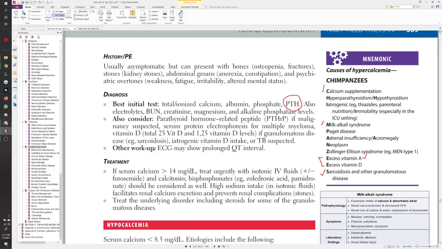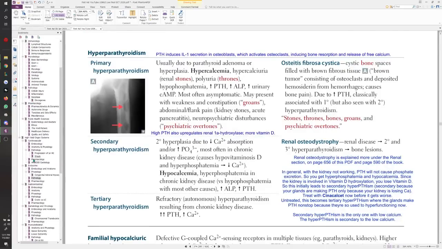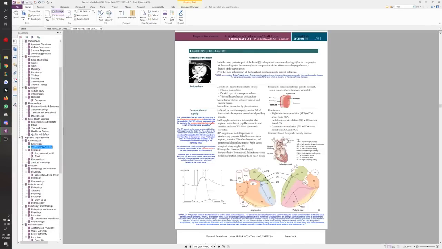And then lastly, you could order an ECG because calcium is part of the ECG as well, and you may see a prolonged QT interval. So why prolonged QT interval? That's because of the calcium. So if we go back to one of those diagrams a lot of you probably really didn't enjoy.